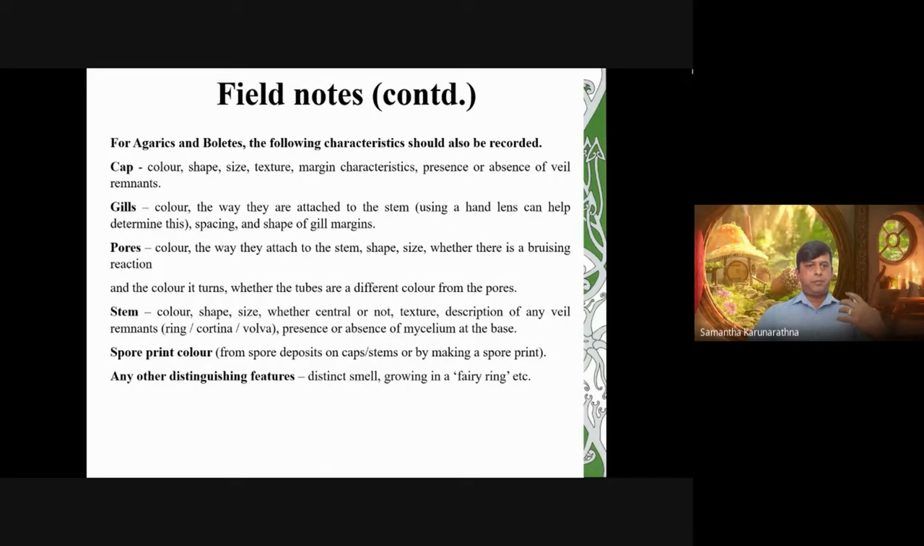So for the agarics and boletes, these characteristics are very important: the cap, gills, pores, stem, spore print color, and any other distinguishing features that you can see in these mushrooms.